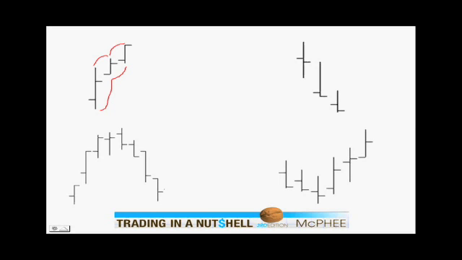Now, the exact opposite of that is a short-term downtrend, where we have two successive periods, for example, days, so two successive days of a lower high and lower lows, and therefore a short-term downtrend.